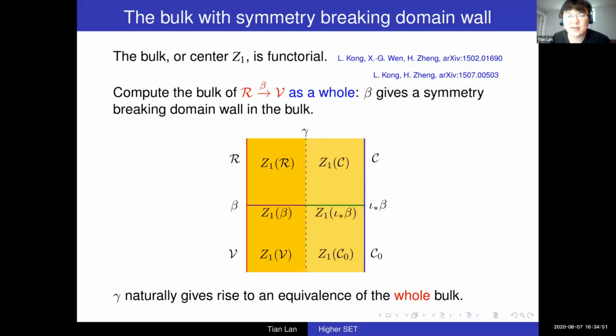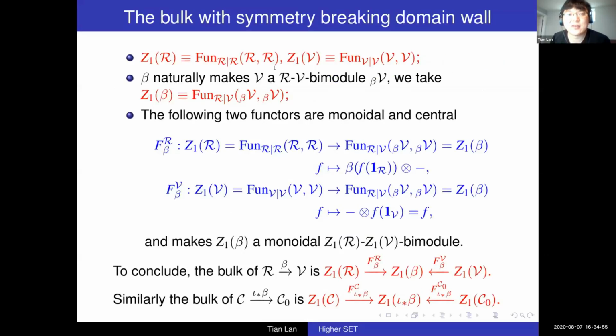Great. Let me give you a few more details. So ZR and ZV are just defined by the bimodule endofunctors. And the data we first translate into a bimodule, an RV bimodule, by taking the same category as V, but with the right action being the tensor product in V, and the left action being to first apply this monoidal functor beta and then the tensor product in V.